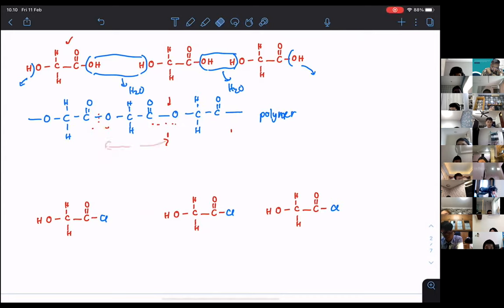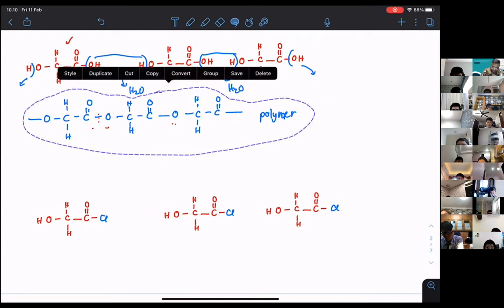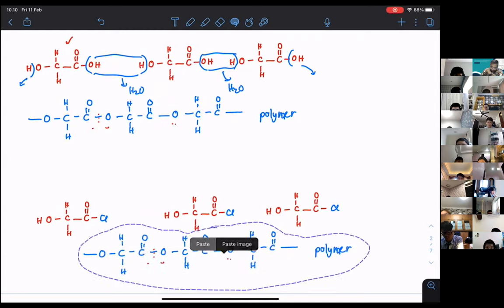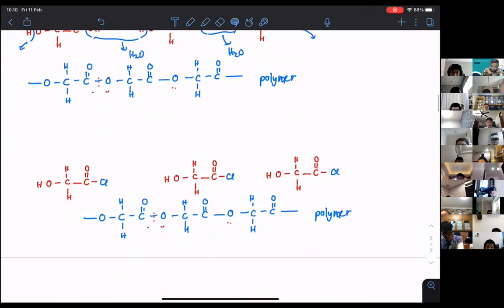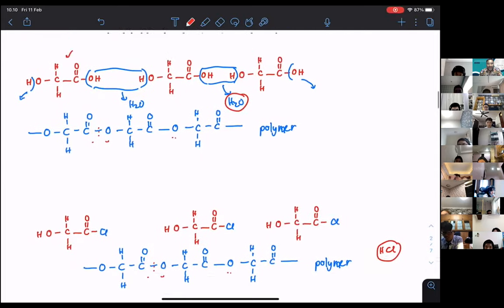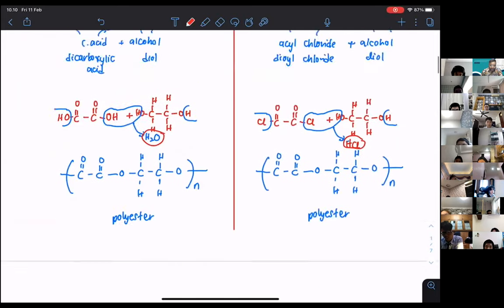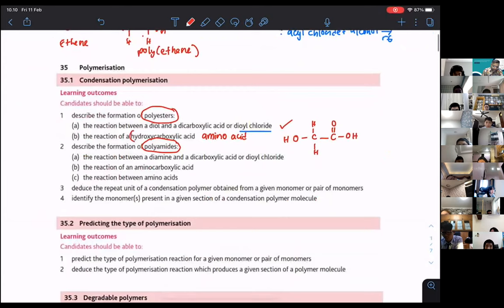If you have the reaction with acyl chloride, you will get the same reaction and you will get the same product. But the only thing that is going to be different is here you are going to get water, here you are going to get HCl. That's the only difference. Even though they mention in your syllabus that you need to know about hydroxycarboxylic acid only, I taught you extra. So it means this one is done.